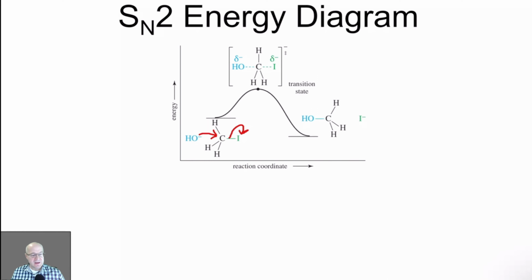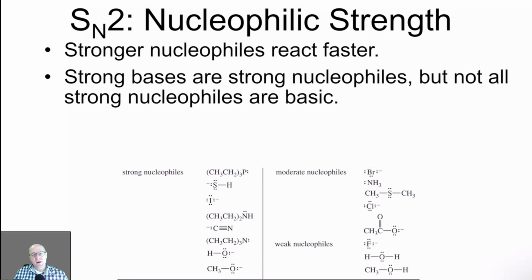Okay, this is SN2. When dealing with an SN2 reaction, you want to consider nucleophilic strength. Strong nucleophiles will react faster. Now, the key and the kicker and kind of the problem with SN2 reactions, not really a problem, but more of the confusing part, is that strong bases can be strong nucleophiles, but not all strong nucleophiles are basic. You have to consider, what does it mean to be basic? What does it mean to be a nucleophile?